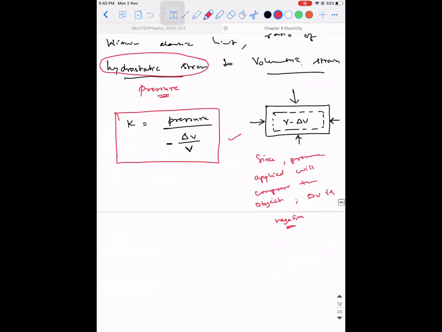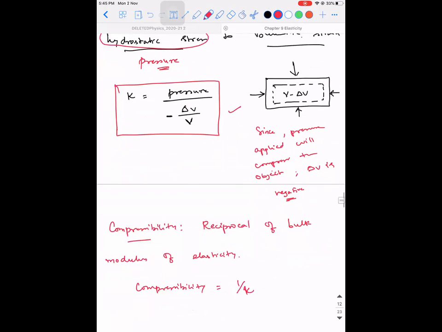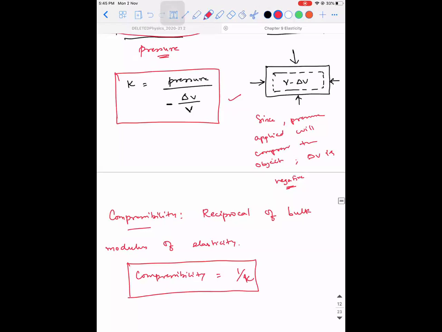So the reciprocal of bulk modulus of elasticity is called compressibility. So compressibility will be like this: 1 divided by kappa. So 1 divided by kappa is what is called compressibility. Okay.